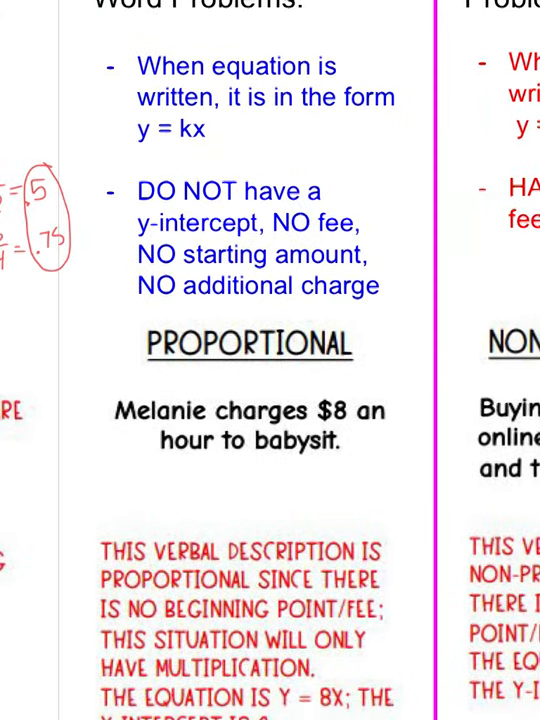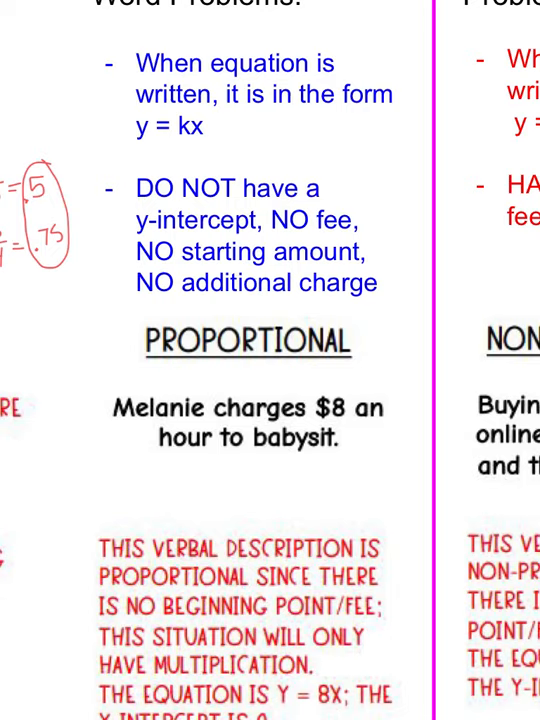So if I look at this example over here, Melanie charges $8 an hour to babysit. Well, that would be y equals $8 times the number of hours. So there's no y-intercept, no additional charge, so this is a proportional word problem.